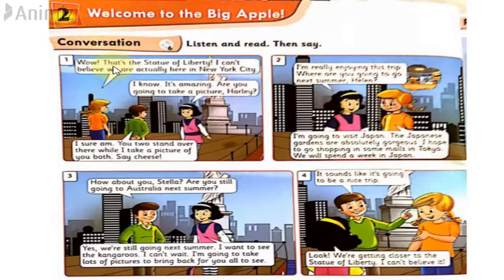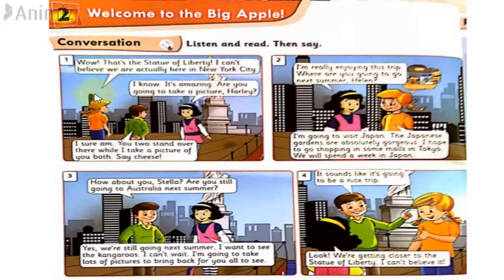Contraction means you have shortened a word. When there's a long word but you have shortened it and put an apostrophe instead of it. For example, that's is short for that is. The letter that is missing is i. We have placed an apostrophe in place of i. So this is a contraction. That's the Statue of Liberty. I can't believe we are actually here in New York City. Can't is another contraction, which is short form for cannot.